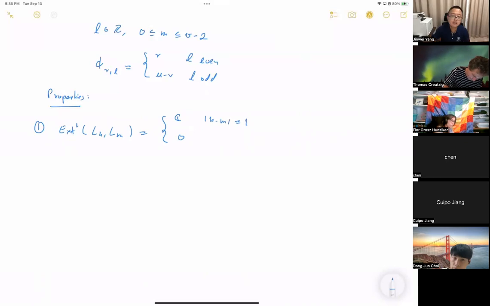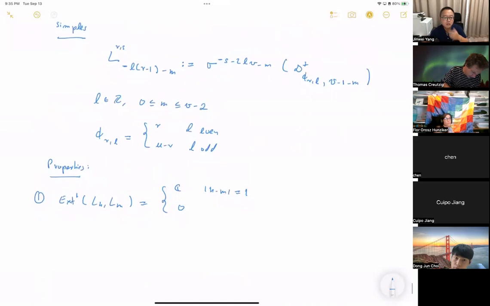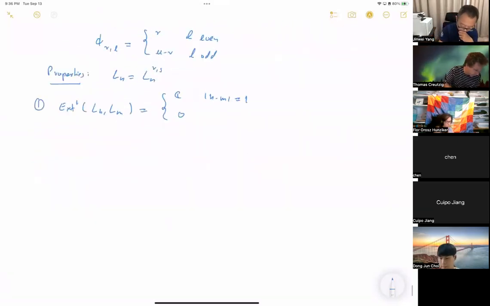Here, do you need an RS? Yeah, I know. From now on I write L_n for L_n^{R,S}, just because otherwise I would all the time write the superscript and only confuse us. It turns out all these blocks have the same properties. So it's very uniform. It's quite nice.